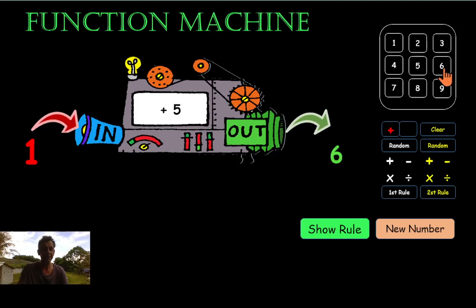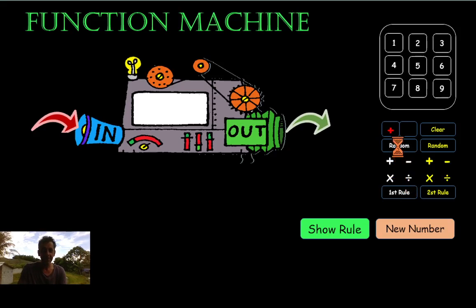What is 6 plus 5? 6 plus 5, click it, is 11. 7 plus 5 is 12. And 9 plus 5 is 14. And we can do the same thing for multiplication. And if we show the rule, it's times 8. We haven't put an insert number yet. So 2 times 8 is 16, 7 times 8 is 56, and 1 times 8 is 8. And we can do the same thing for subtraction and division.